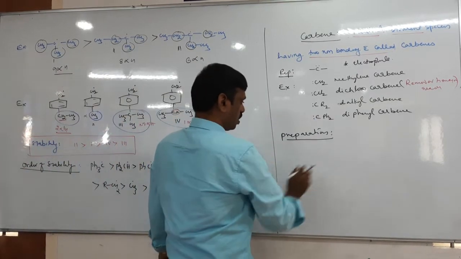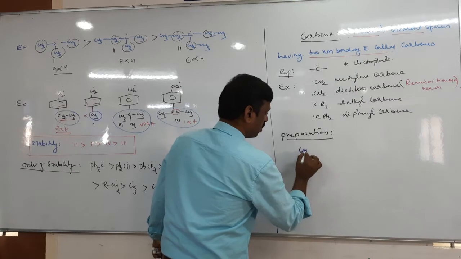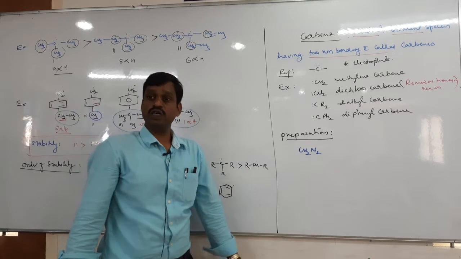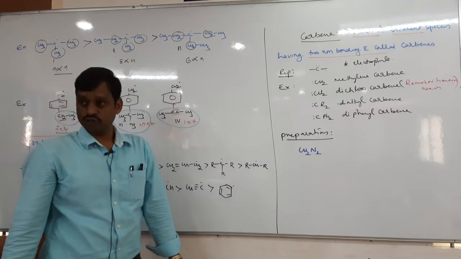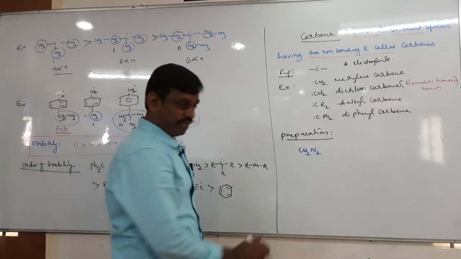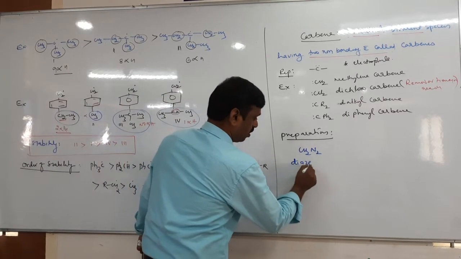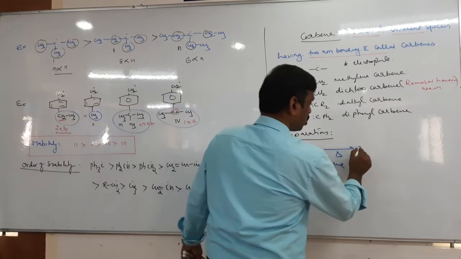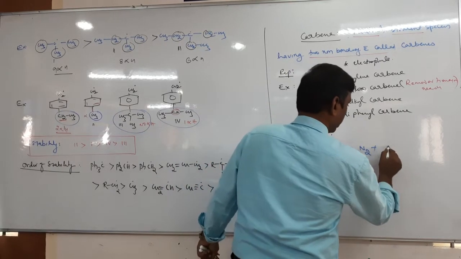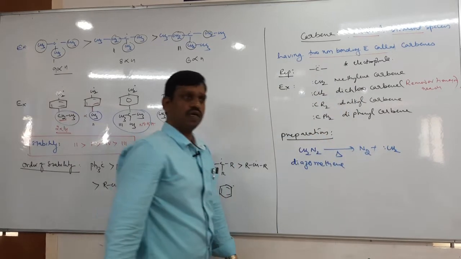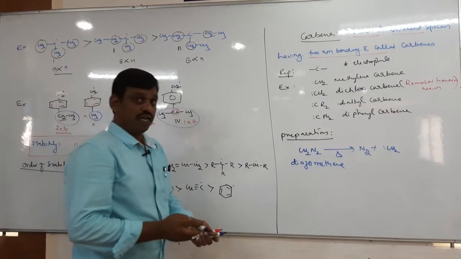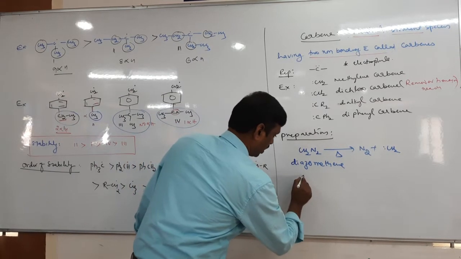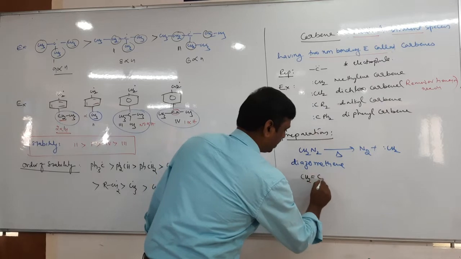One, carbene can be prepared from diazomethane. This method we are going to study in the p-block elements, preparation of dinitrogen. On heating diazomethane, nitrogen is removed as N2 gas and you will get CH2, methylene carbene. Next, one more example, from ketene.